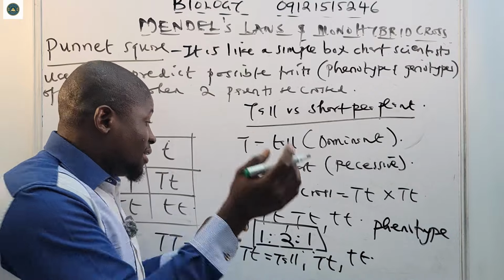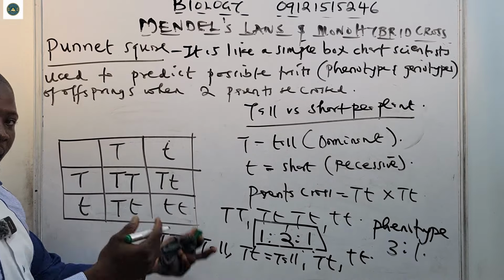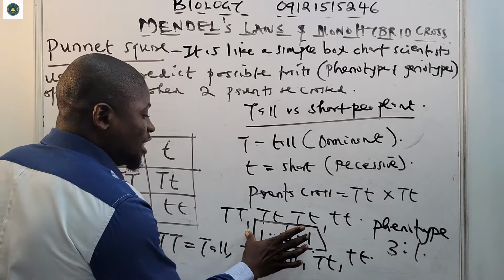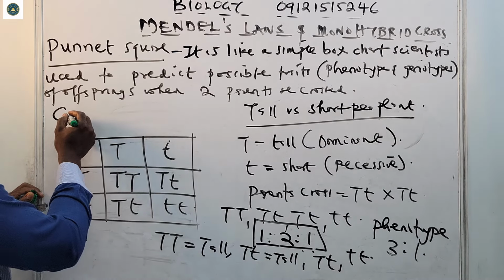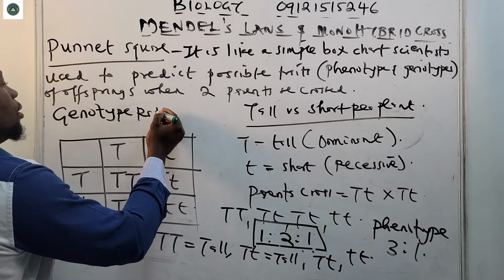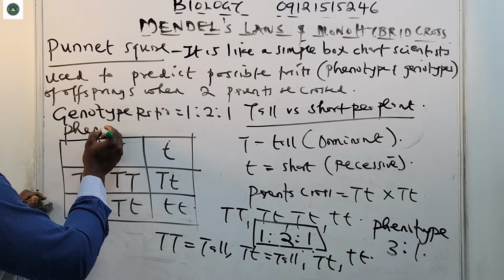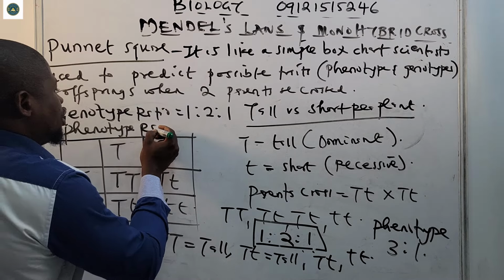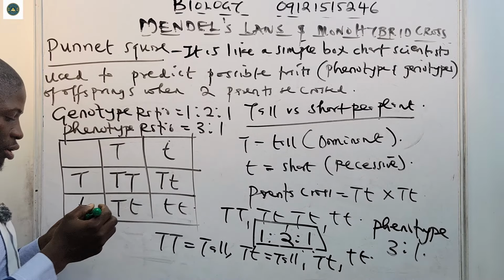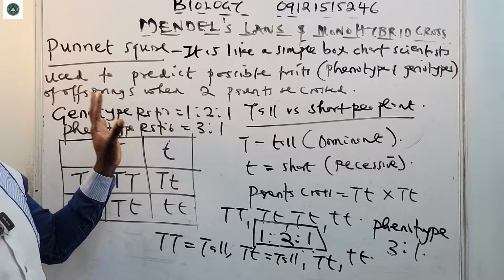Three tall plants, isn't it? So 3:1. I think I was trying to mix both of them together before. For the genotype ratio, the Punnett Square shows 1:2:1, while the phenotype ratio will be what now? 3:1. Okay, 3 tall and 1 short. So that is basically all about the Punnett Square.